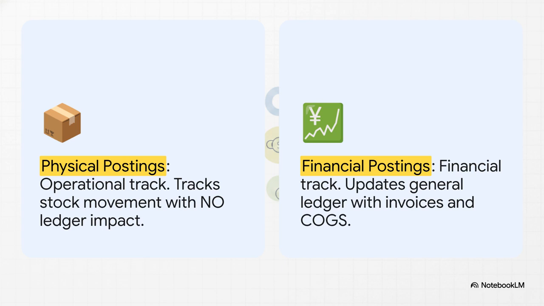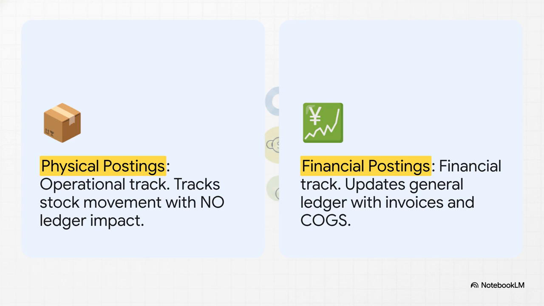Physical postings are your operational track. So imagine a truck rolls up and you receive a pallet of raw materials into your warehouse. Tracking that receipt, that's a physical posting. It tracks the movement of stock, so the logistics team knows exactly what's on the shelf. But, and this is key, it has absolutely zero impact on your general ledger.